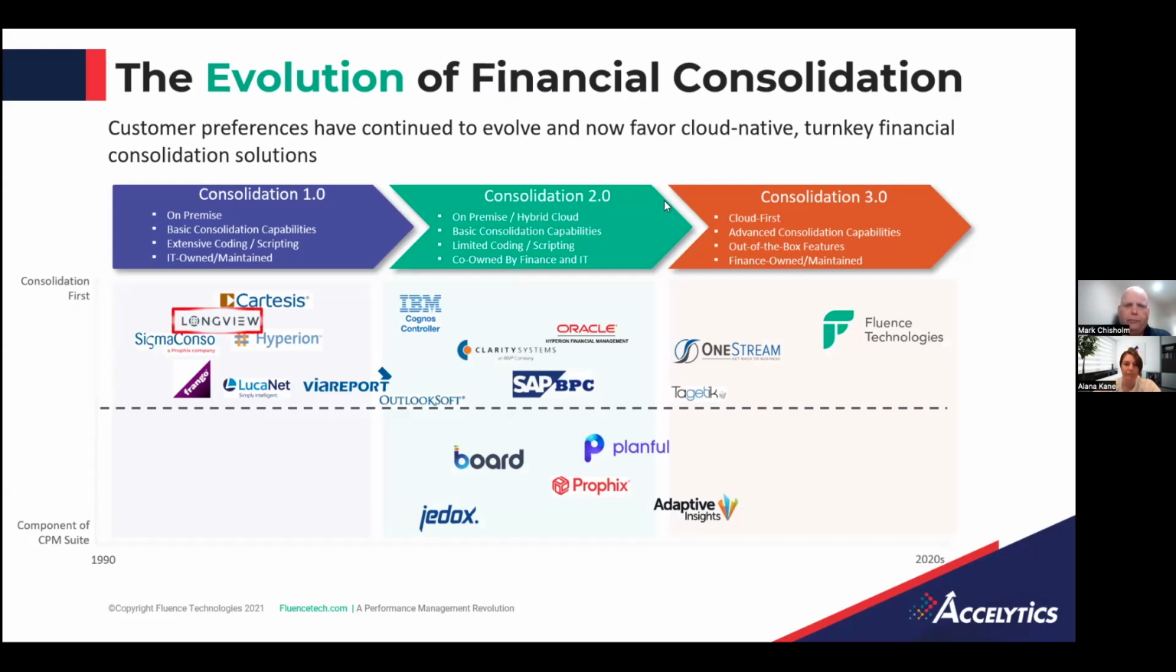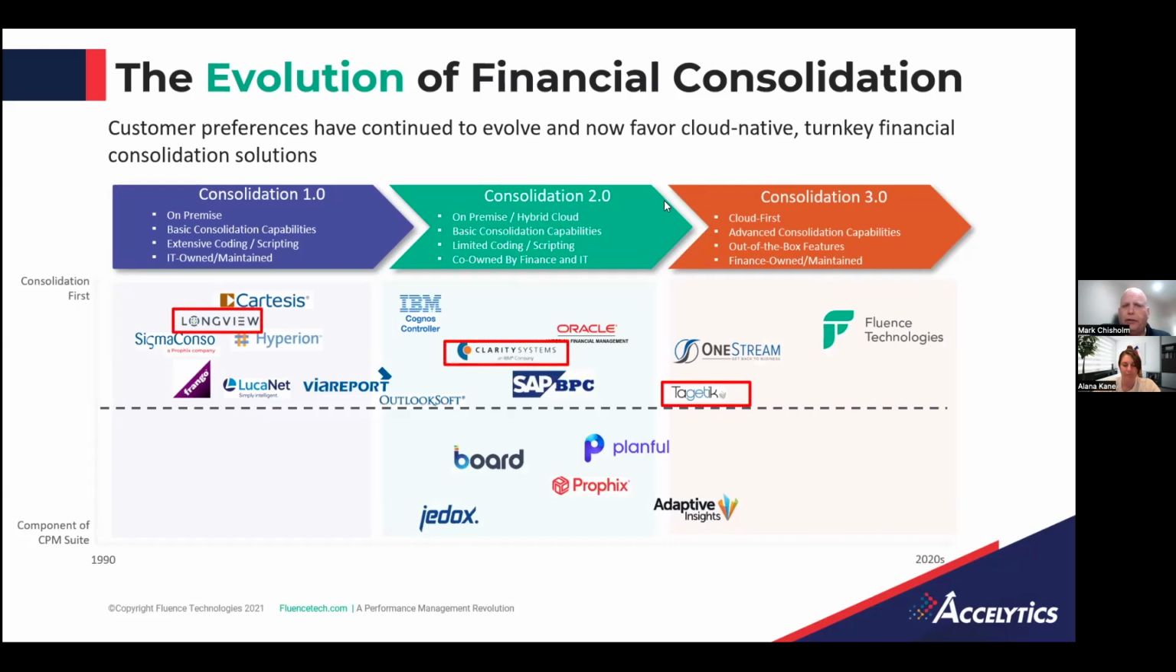What I'm going to do first is highlight a few of these companies. We have Longview highlighted, we have Clarity Systems highlighted, and we have Tagetik highlighted. And it just so happens that through my career, I actually worked at each one of these organizations as they went through these phases. So I've been a part of the evolution of consolidation solutions for many years now, and I've seen that evolution firsthand.